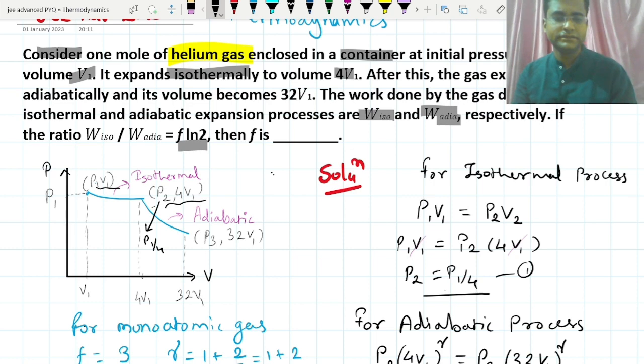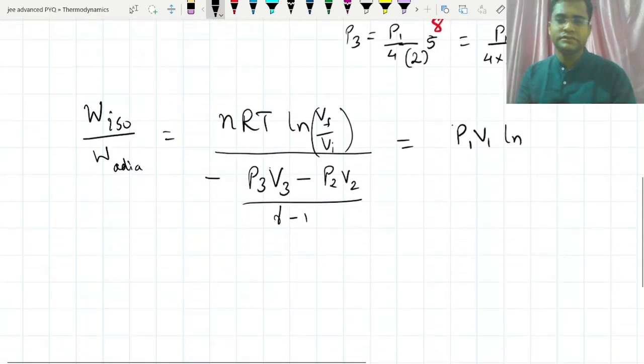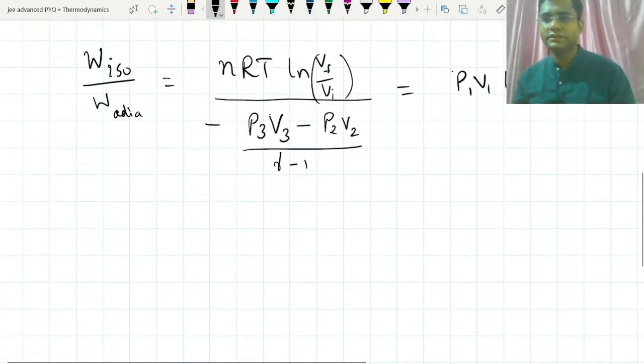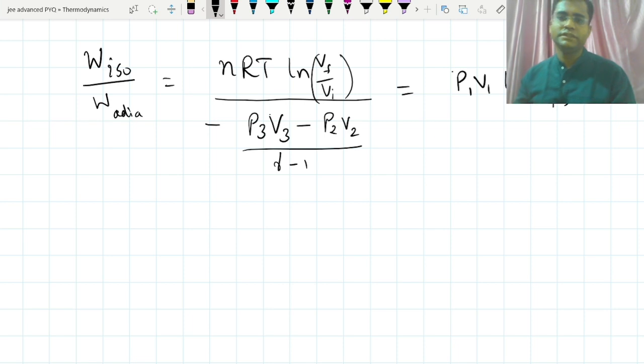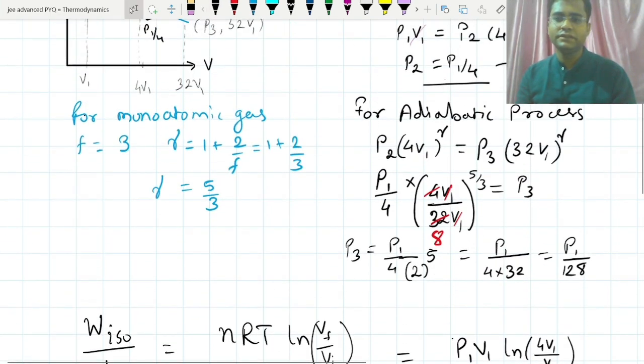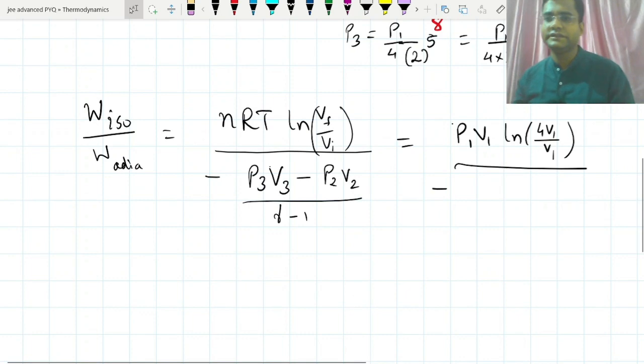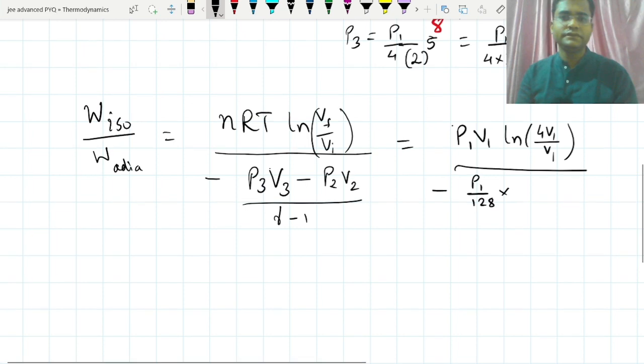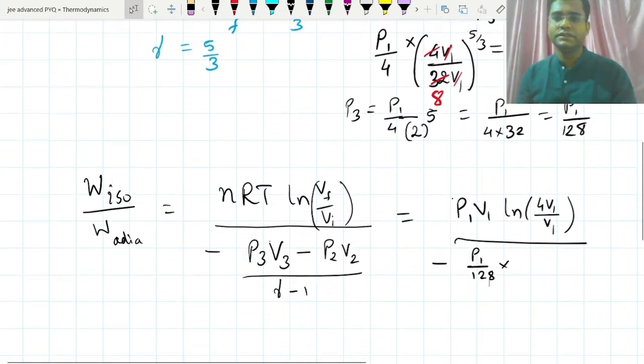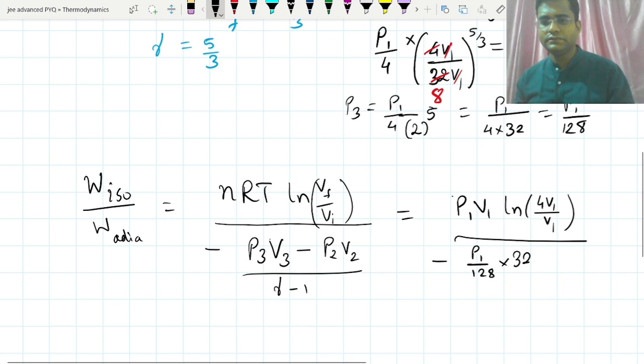So you can write 4V1 is final volume and initial is V1. So in step number 1 it was 4V1 by V1. Remember, this is natural log, divide by minus P3 V3. So what was P3 V3? Just now we have calculated P3 was P1 by 128, this value. So P1 by 128. V3, what was V3 volume? 32 V1. You can see the graph, 32 V1.